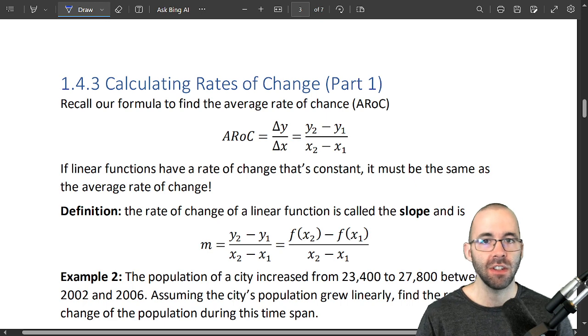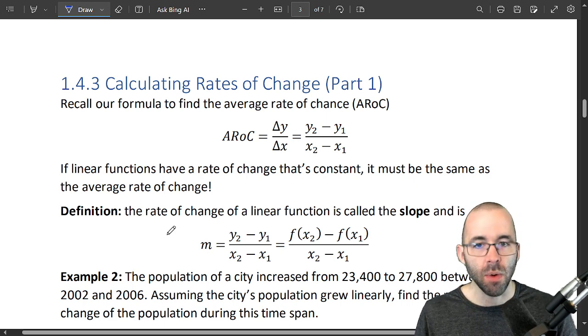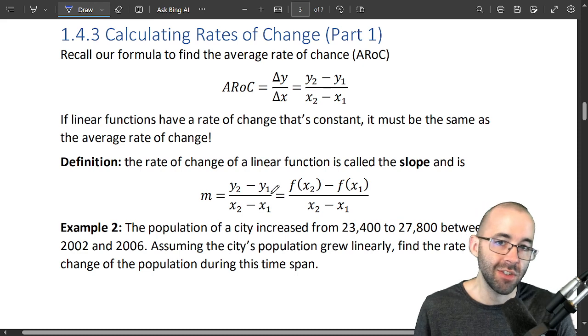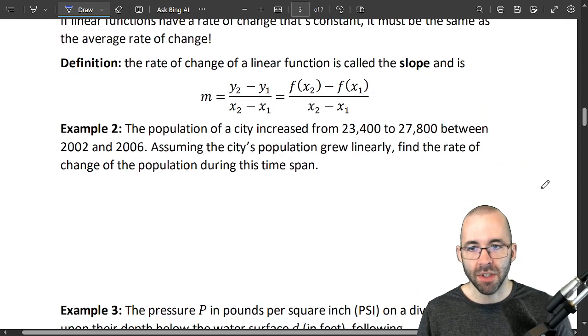But anyway, our slope of a line is the rate of change. And it's never changing. Lines have the same slope the whole time. And it's the same formula. We can write it with function notation on the right, or we can just use the same formula that we use for average rate of change. Let's do an example and use this.